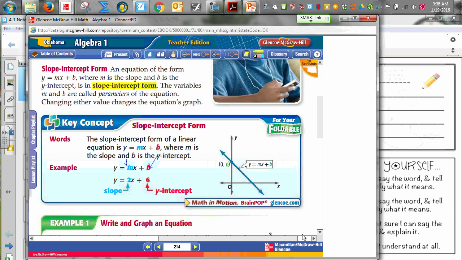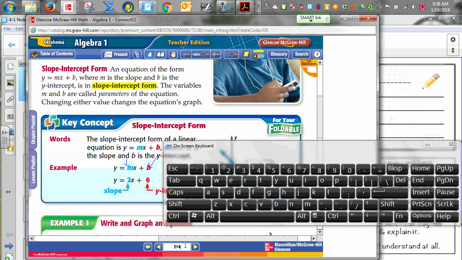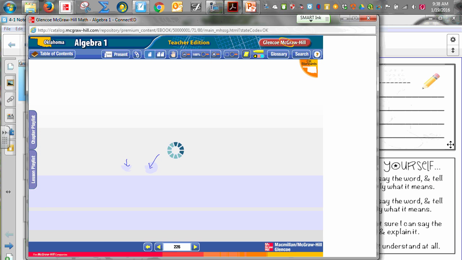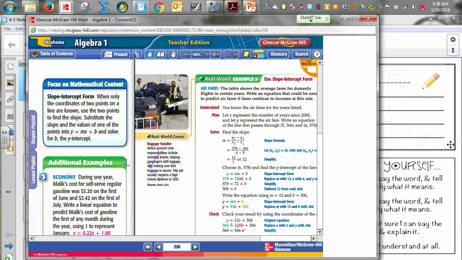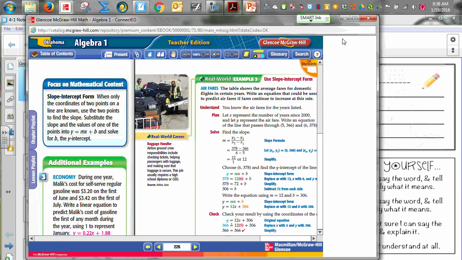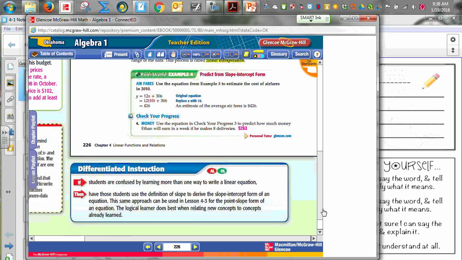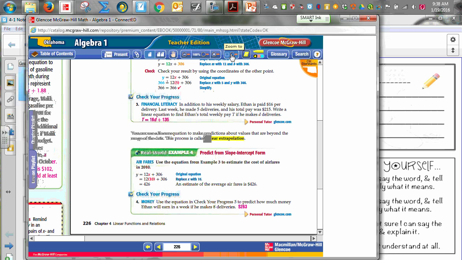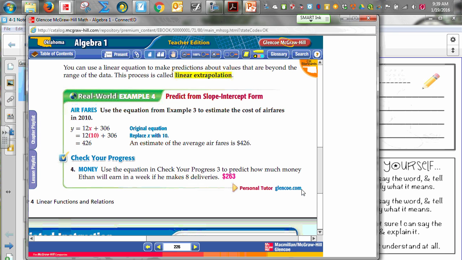Does everybody get both those page numbers? The other one, the second one, is right below it. That was a hard one to pronounce. Extrapolation.